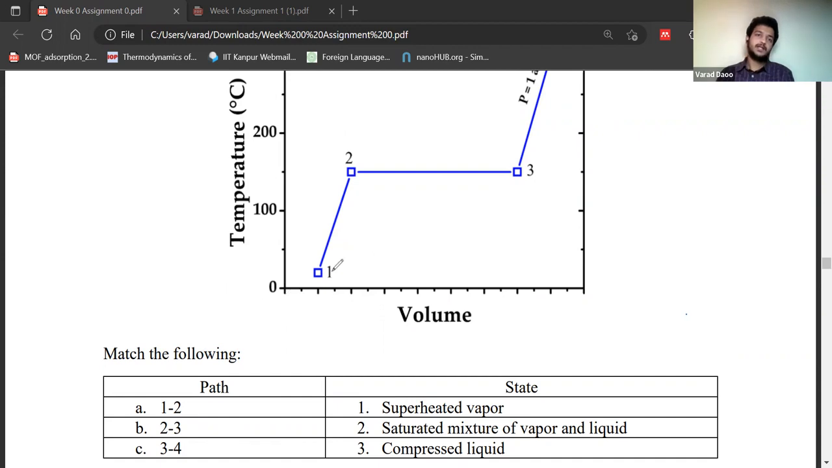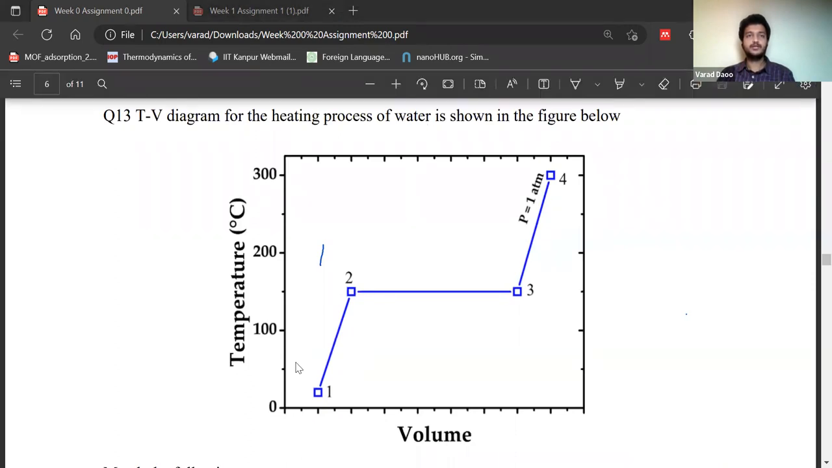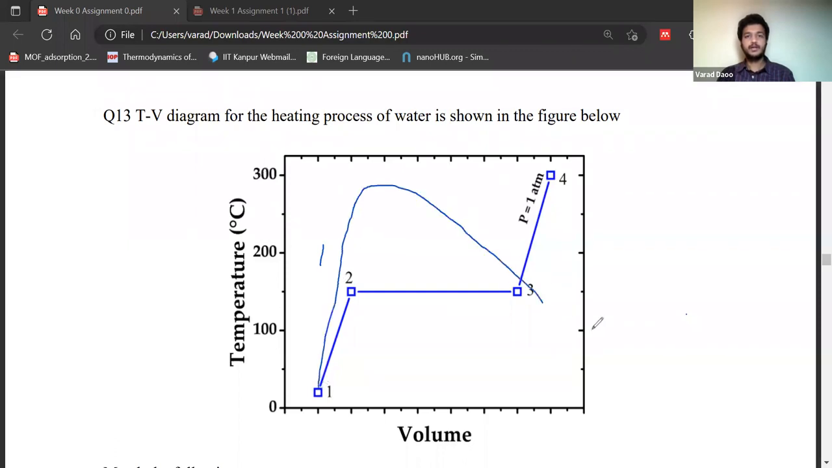So here let us consider there are two ways of solving it. One is that you know the PV curve of a pure substance, right? As this is pure water, you know the TV diagram, okay, like this, and then you can clearly say what this is. The other way is a more logical way, which I am going to tell.